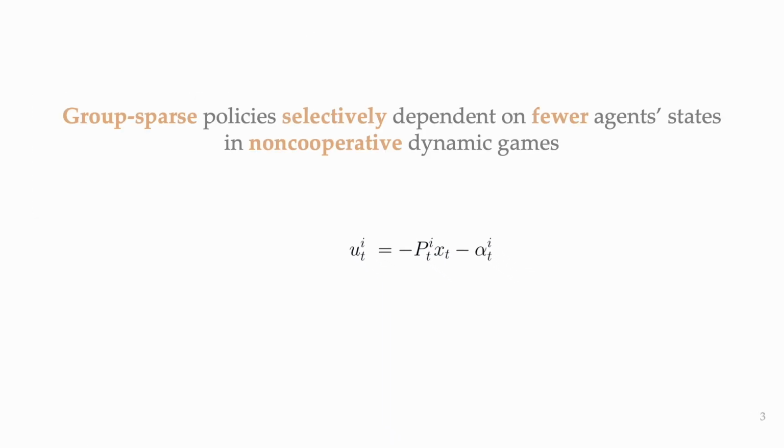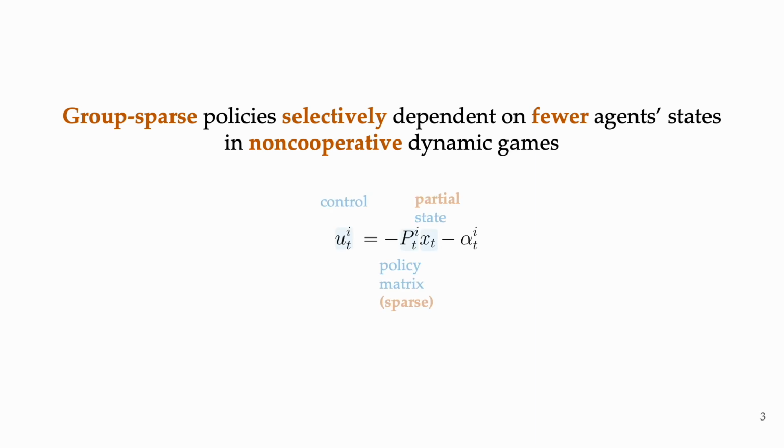To this end, we present a dynamic programming-based approach for computing group sparse feedback policies that selectively depend on fewer agent states in non-cooperative dynamic games.